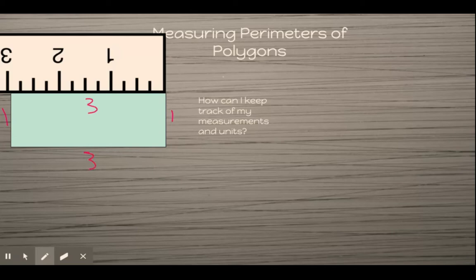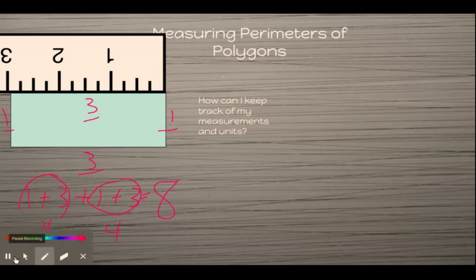When I find perimeter, I'm going to add them together. 1 plus 3 plus 1 plus 3. So I've got 1 plus 3 plus 1 plus 3. And when I add those together, I like to group my numbers together. That's 4. Here's another 4. 4 plus 4 is 8.